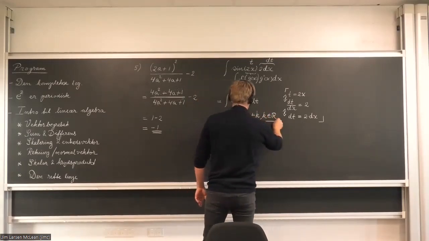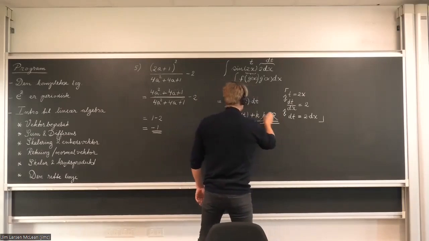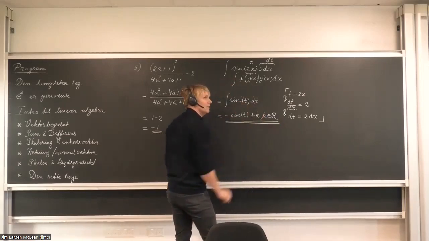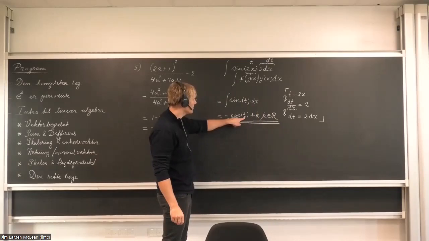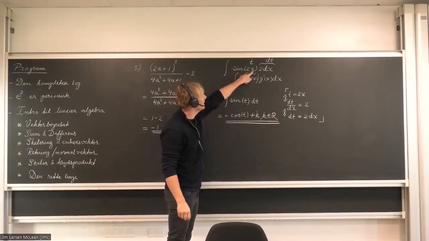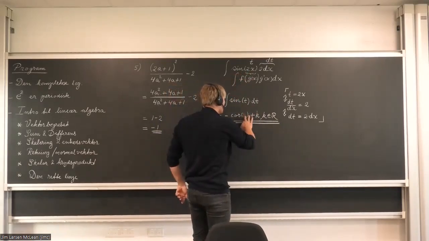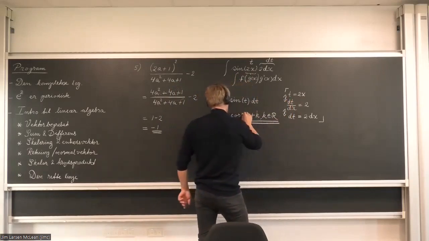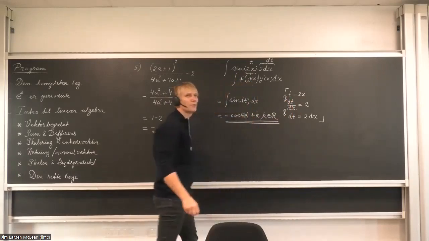So here's the answer. These are all the antiderivatives of sine t, but some might not like that it says t, because the original question was formulated with x. So you just substitute x for t, which is 2x. And there's the answer.